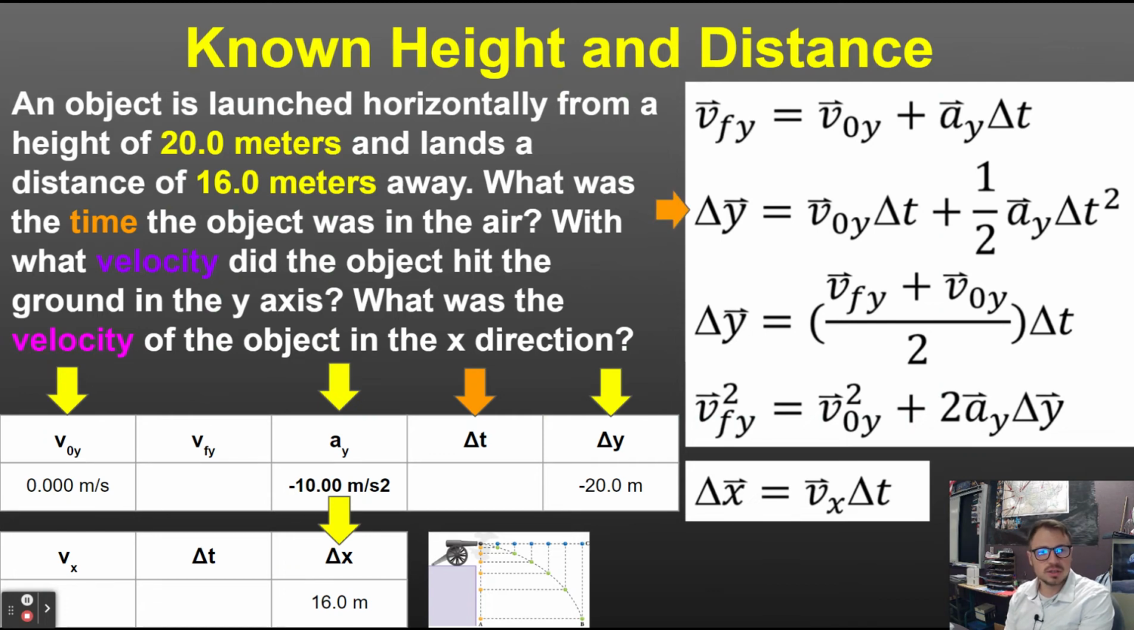I look for the equation that has all of these, all 4 of these variables, or the one that doesn't have final velocity, and I'm going to get that second one. Plug everything in, solve for the time, 2 seconds.